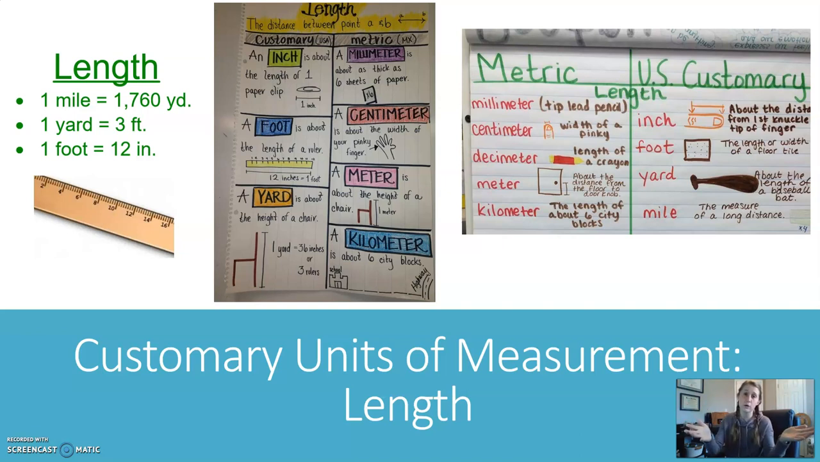You can do research on your own. But for whatever reason, somebody decided to put 12 inches in a foot and 3 feet in a yard. And then they said, let's make 1,760 yards in a mile. I don't know why that number. It's a really weird number. But that's what somebody chose. And so unfortunately, you're just going to have to memorize this. That's all there is to it.